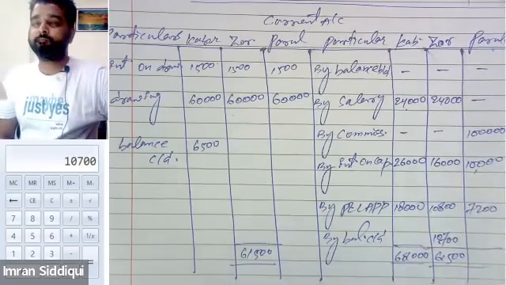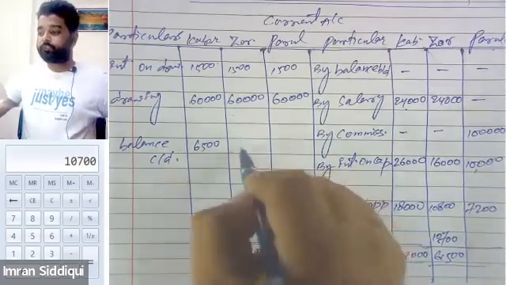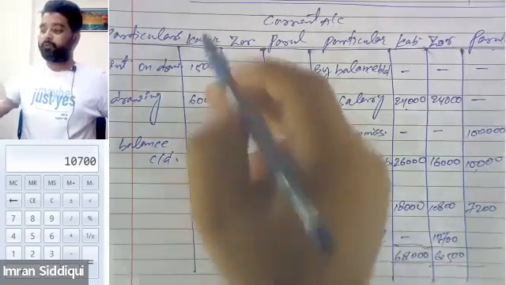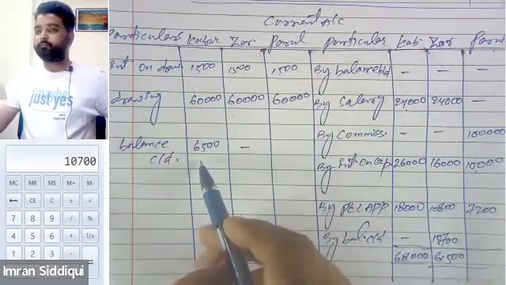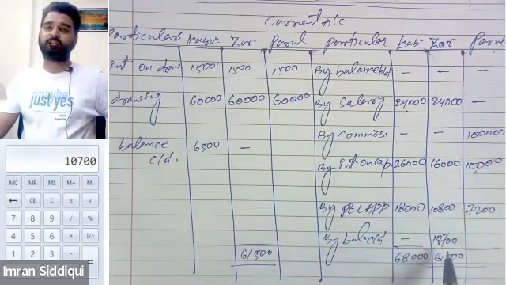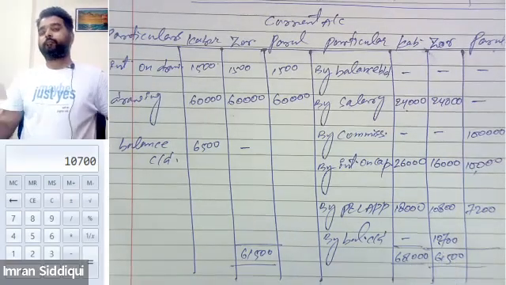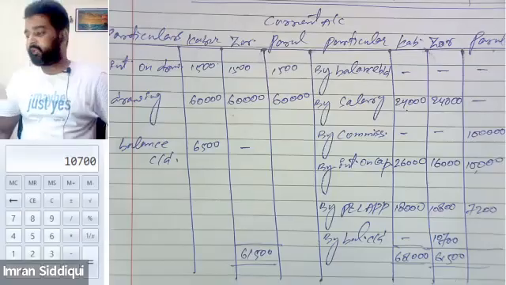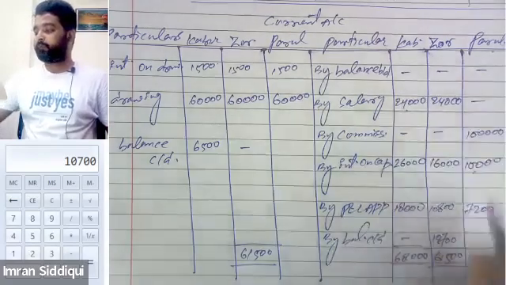Is this clear? Yes or no? Kabir got the credit balance. Zoravar got the debit balance of 10,700. Is this clear? Yes or no, guys? Yes, sir. Okay.